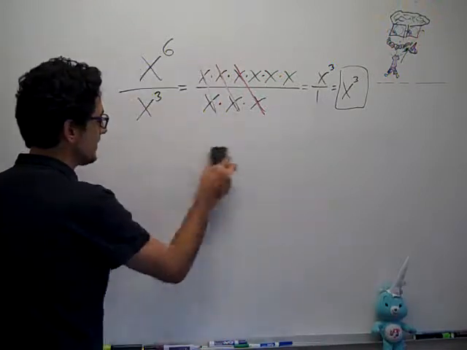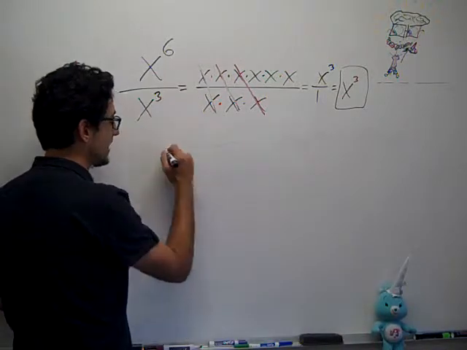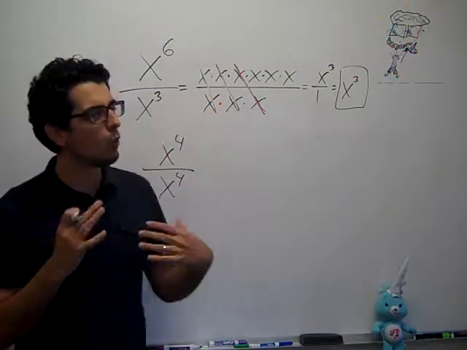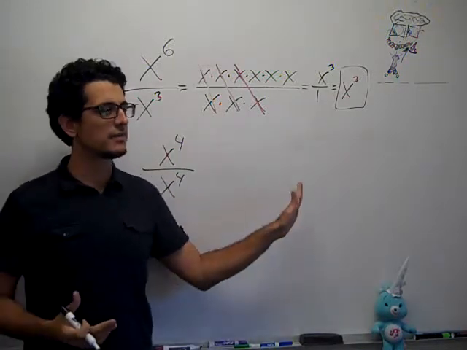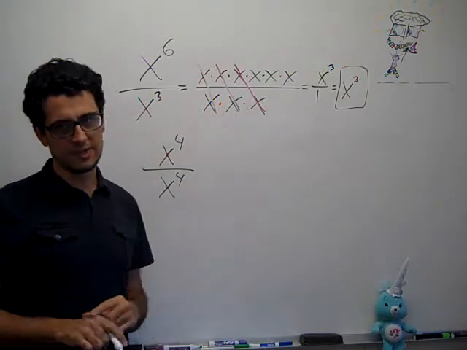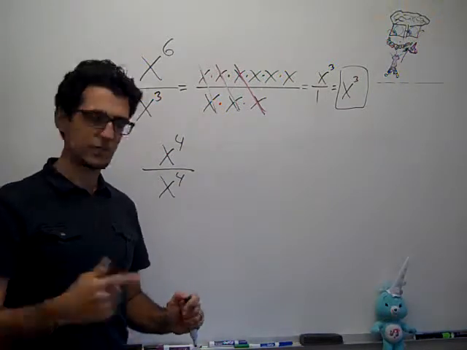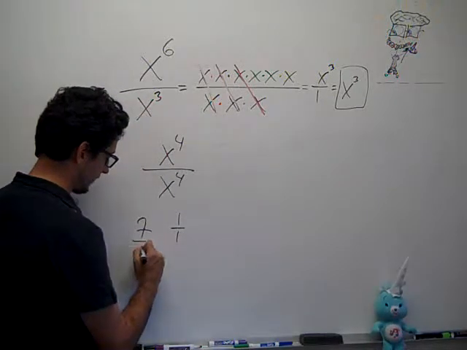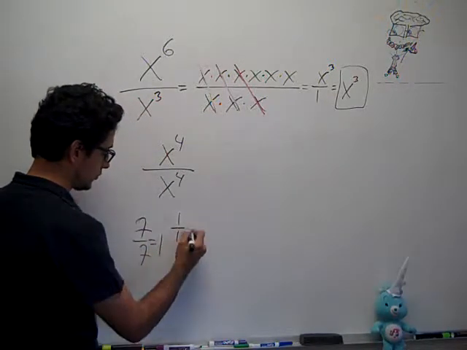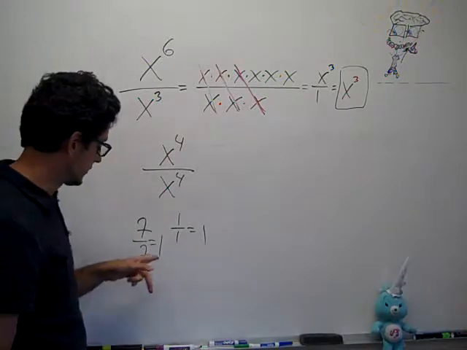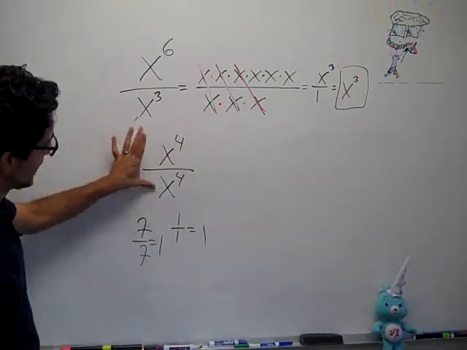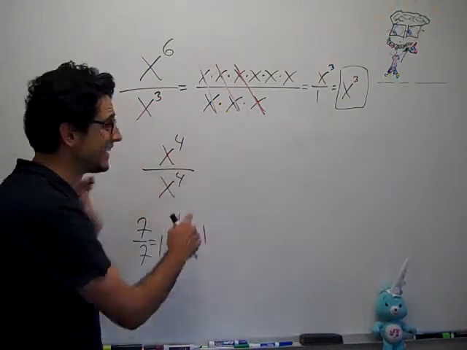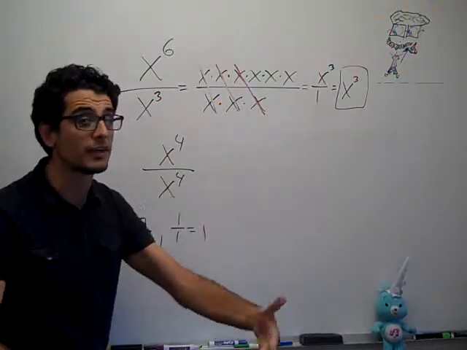Now, if I had x to the 4th power over x to the 4th power, first of all, what does it mean when you have the numerator and the denominator the same? Like if I have 1 over 1 or 7 over 7, these are all equal to 1, because when you divide them, it equals the same. So x to the 4th over x to the 4th does equal 1, right? Because I could divide them, and it's going to be 1.